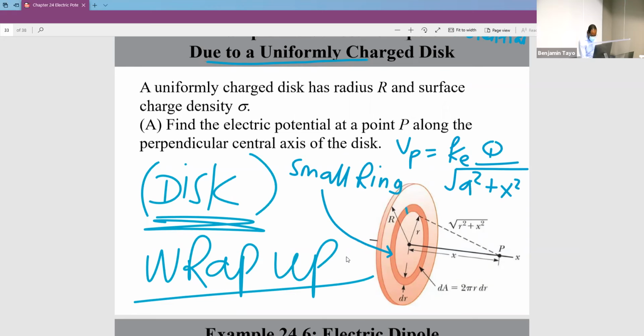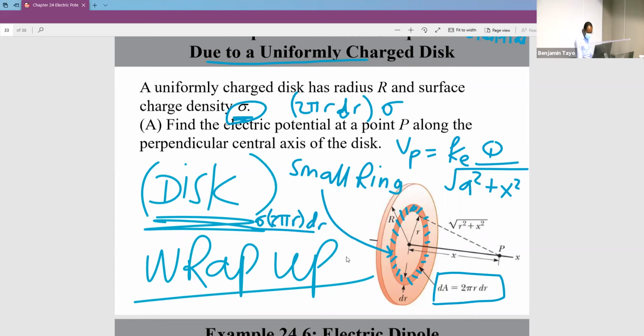And then you want to calculate how much charge you have in this small shell. You're going to see that the charge is just equal to 2 pi r times dr times sigma. So sigma is this amount of charge per area. 2 pi r dr is the area, and then you multiply that by sigma, which is this equation right here. So that's the element of the area.